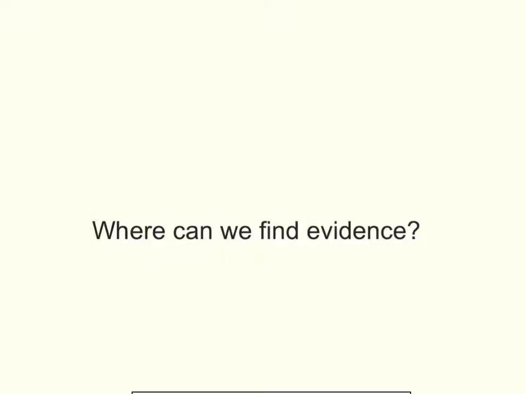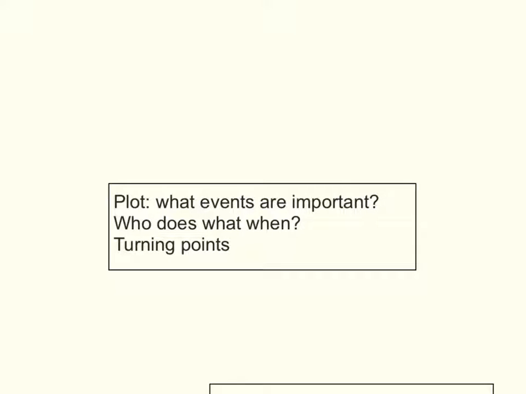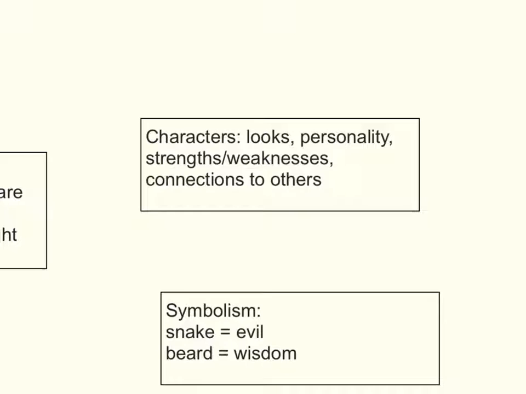Lastly, I want to look at where we can find evidence to support our arguments. Now you can find these in different aspects of the text. For example, you can look closely at the plot. What events are important, and who does what to whom? Are there special turning points in the plot where it changes direction, and what does this mean to the topic we are investigating? The same goes for characters. Are there any specific looks or personalities within the characters that explain their place in the plot, or explain the topic you want to investigate?